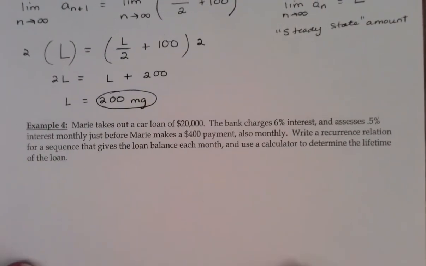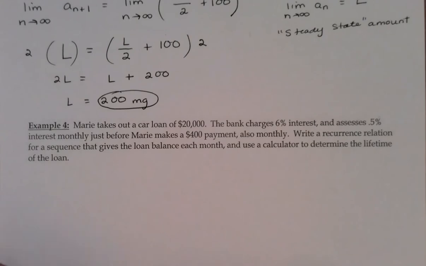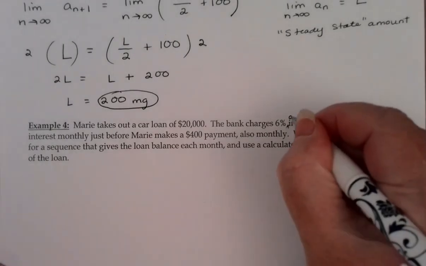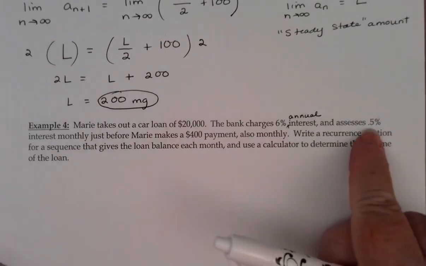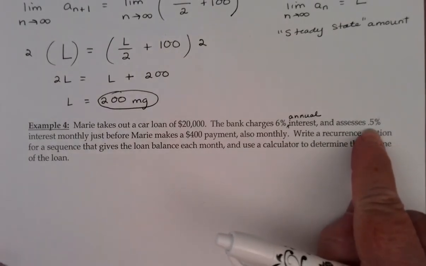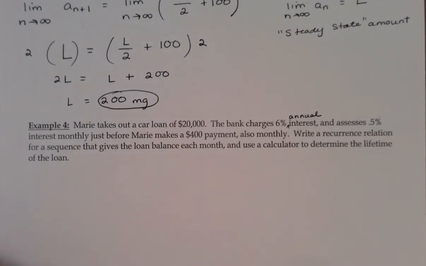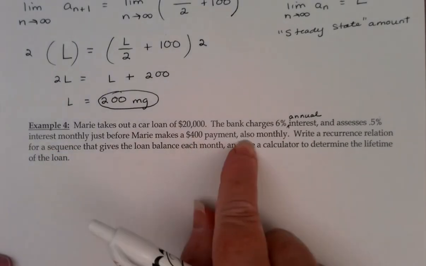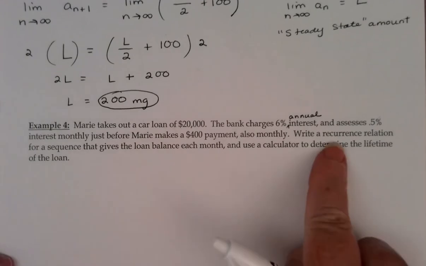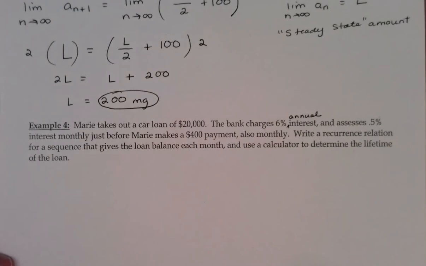All right, let's take a look at example 4. Marie takes out a car loan of $20,000. The bank charges 6% interest, and of course the interest rate they charge you is actually an annual interest rate. And it assesses a 0.5% interest monthly, right? So that's just 6 divided by 12 to give the monthly interest rate. They assess this interest just before Marie makes a $400 payment, which she also makes monthly. Write a recurrence relation for a sequence that gives the loan balance each month.